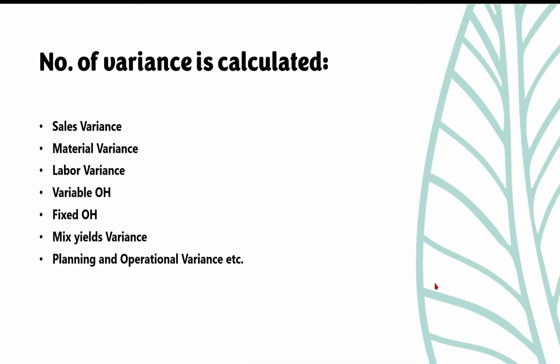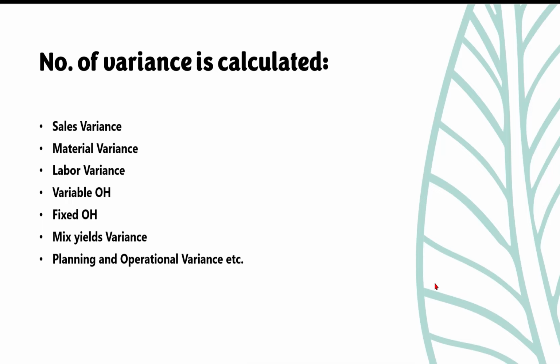In variance analysis, we calculate a lot of variances like sales variance, material variance, labor variance, variable overhead variance, fixed overhead variance, mix and yield variance, planning and operational variance. So the first five are very important for the F2 student, and the last are the advanced variances, which are useful for the F5 student.